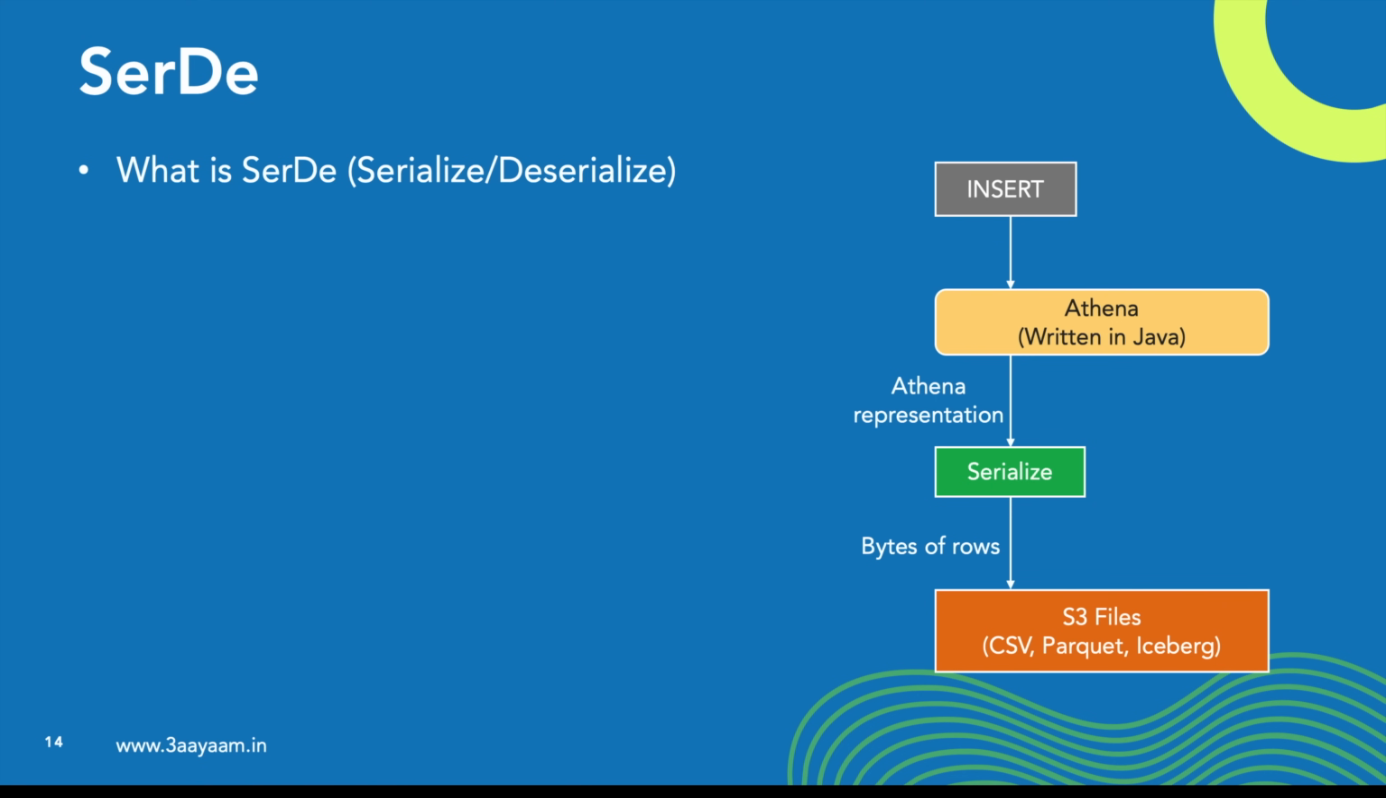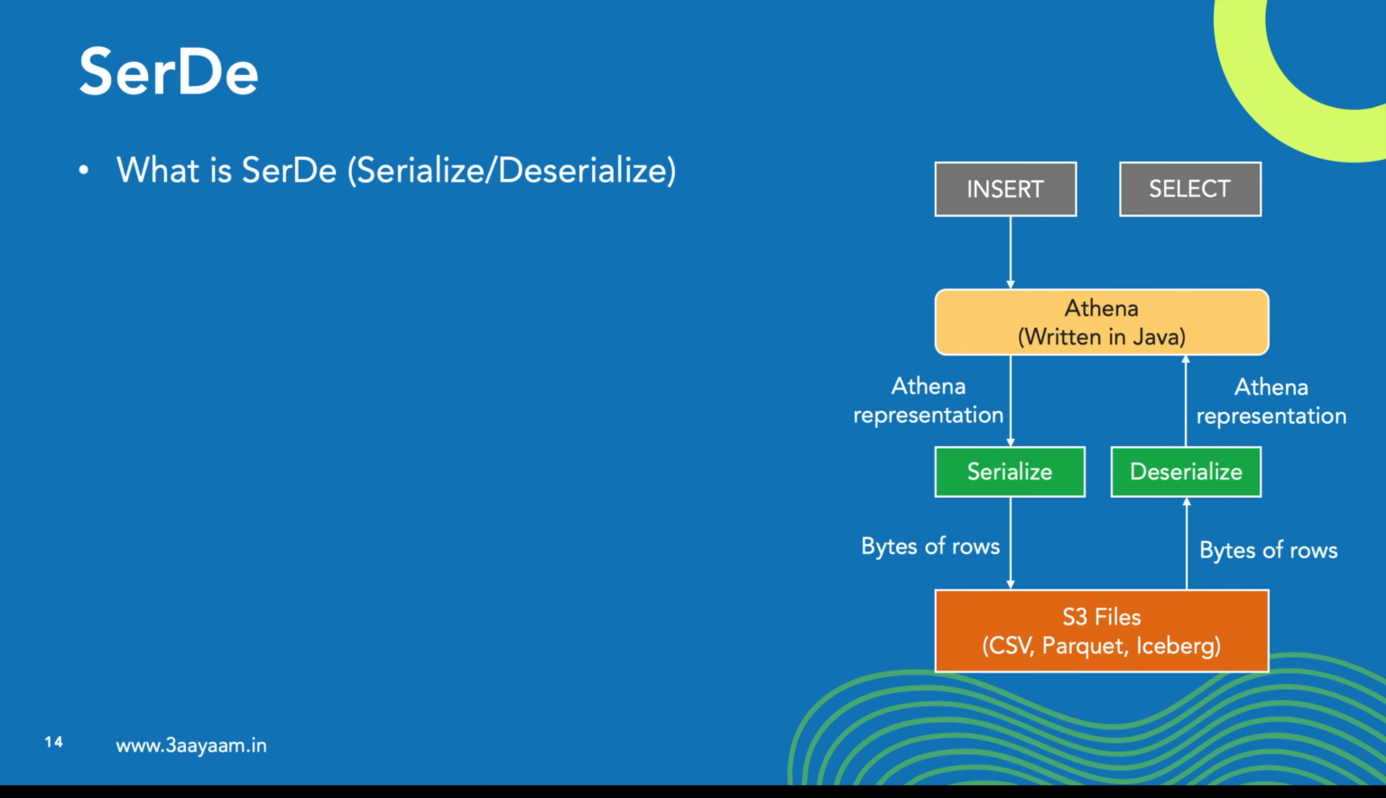we mentioned. And while reading records using Athena, the bytes of rows or the binary representation is fetched from the S3 location. It goes through something called a deserializer or deserialization, which converts the bytes of rows or the binary representation into Athena representation. Of course, before that, it is converted to a Java object or a JVM object, and then it is converted to Athena representation, and then it is returned to the client. So this is in a nutshell the serialization and deserialization processes.